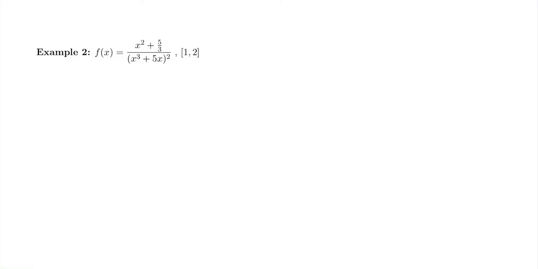For this function, we're asked to find the net area under the region of f of x, and we're on the interval from 1 to 2. So if we want to find the area or net area, we want to remember that's a regular integral. So we are going to set up our own integral from 1 to 2 of (x squared plus 5/3) over (x cubed plus 5x) all squared, and we'll put our dx in there.